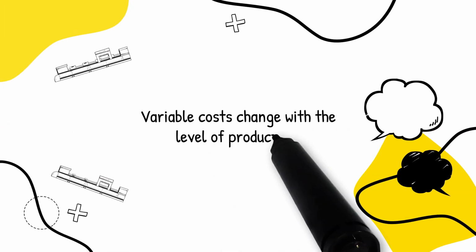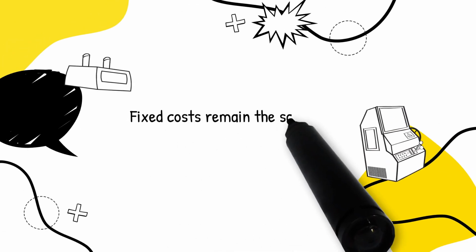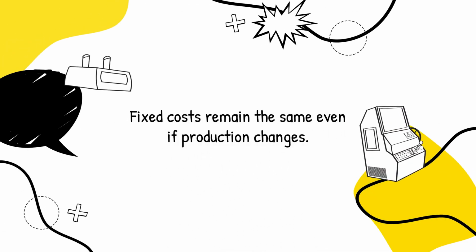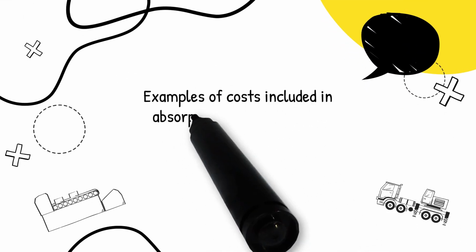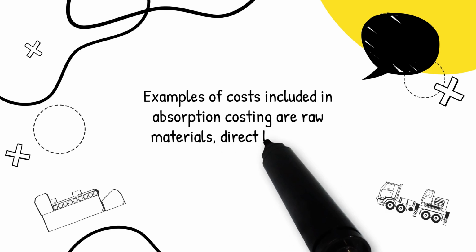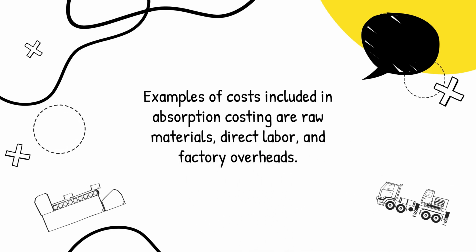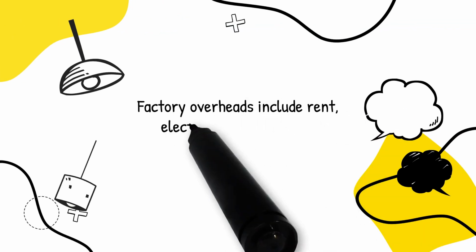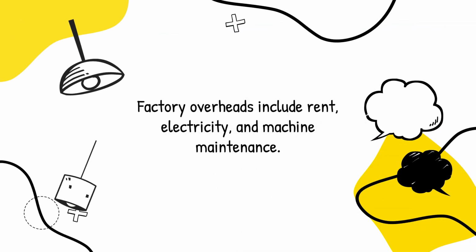Variable costs change with the level of production. Fixed costs remain the same even if production changes. Examples of costs included in absorption costing are raw materials, direct labor, and factory overheads. Factory overheads include rent, electricity, and machine maintenance.